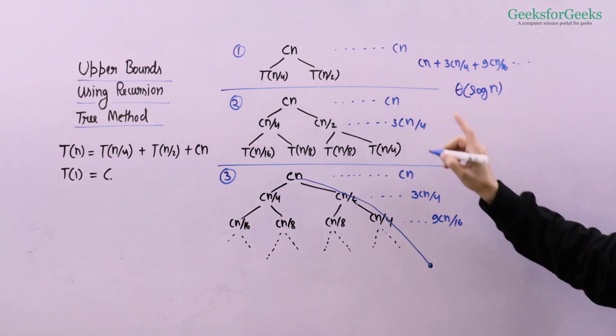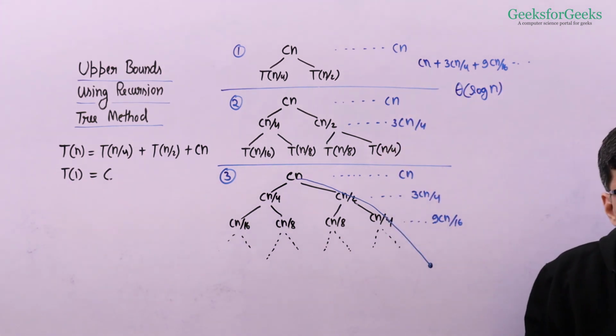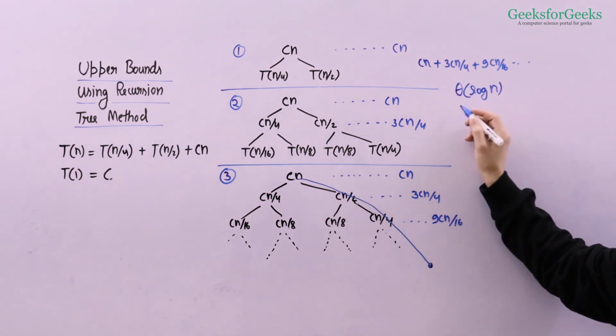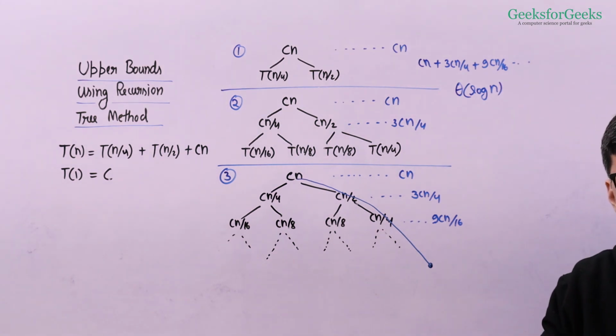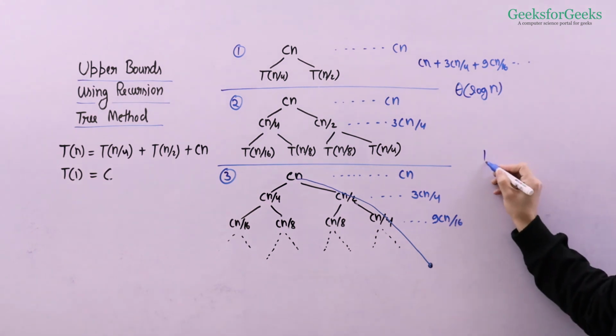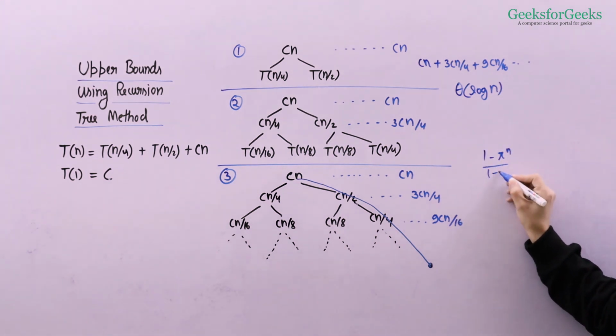And this series is a geometric progression. And the common ratio of this geometric progression is 3/4, right? It's less than 1. So one way is we find the exact value of this using the formula (1 minus r raised to the power n) divided by (1 minus r).